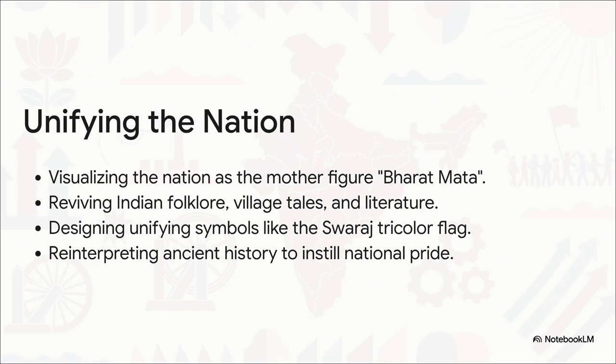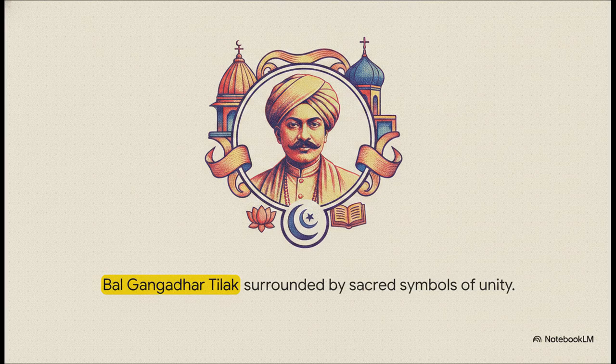Visualizing the nation as the mother figure Bharat Mata. Reviving Indian folklore, village tales, and national literature. Designing unifying symbols like the tricolor Swaraj flag with a spinning wheel. And reinterpreting ancient history to instill pride against British claims of Indian backwardness. Nationalists actively used these cultural tools to stitch communities together, fighting back against British narratives by highlighting glorious ancient achievements in science and math. Check out the historic imagery from this time.